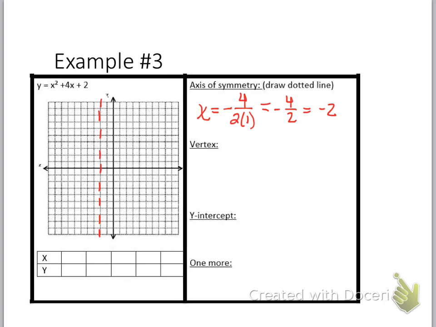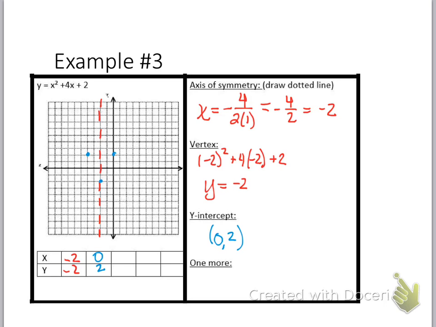Substitute it in to find the vertex. That gives me negative 2 squared plus 4 times negative 2 plus 2. That simplifies to a y of negative 2, so my vertex is at negative 2, negative 2, which should be right there. The y-intercept is 0, c. 0, 2. That's 2 spaces from my axis of symmetry, 2 spaces on the other side. That's right there. Now I need to find one more point.